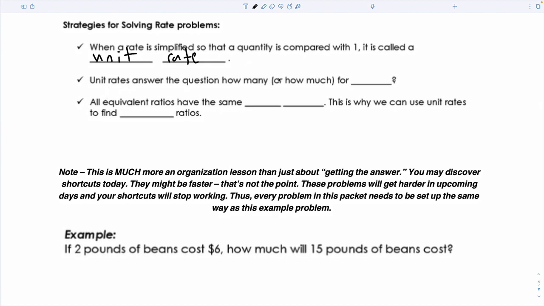Unit rates answer the question, how many or how much for 1? How many for 1 of something? All equivalent ratios have the same exact unit rate. If it's equivalent, the unit rate will be the same. This is why we can use unit rates to find equivalent ratios.